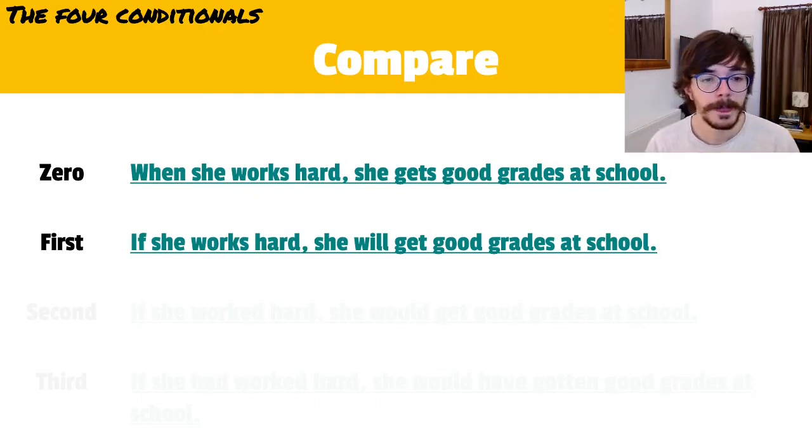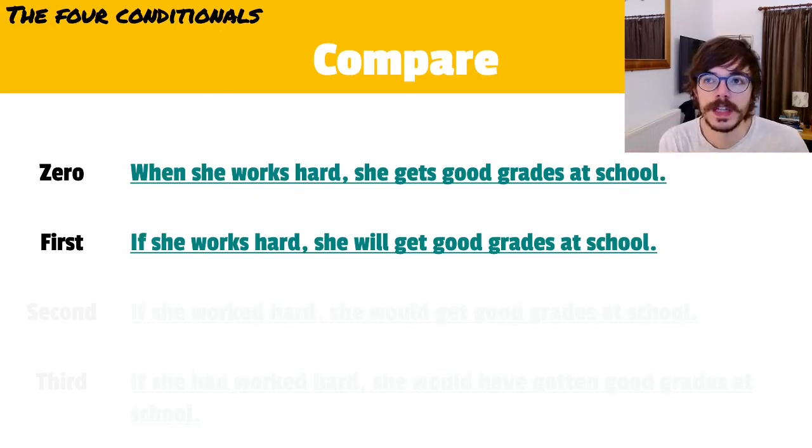So here, we're talking about a more specific situation. So she has maybe just started school, or she has 3 or 4 years left, so she has enough time to have a big effect on her grades. And if she works hard in these next few years, then at the end of that, she will get good grades. That will be the result of her hard work. So we're talking about that as a specific situation, instead of just a general truth about when she works hard.